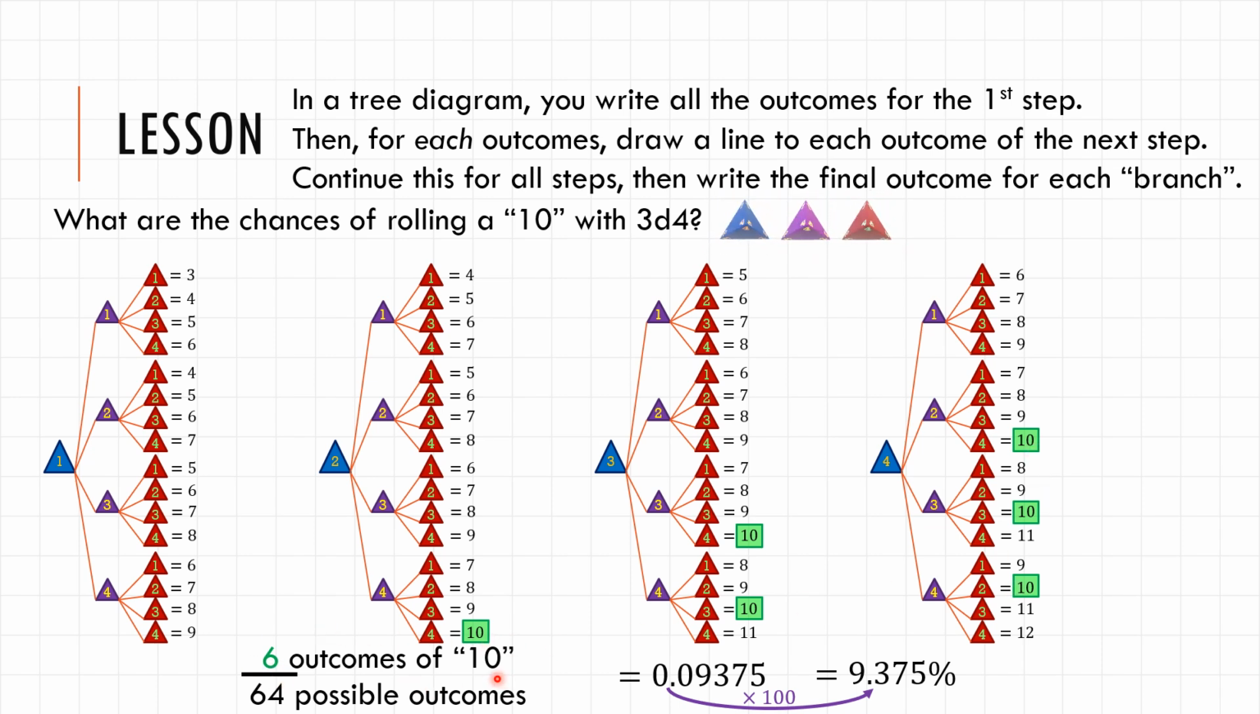And 6 out of 64 is 0.09375, or as a percentage, 9.375%. Notice I did not do 10 divided by 64. Even though I'm looking for an outcome of 10, this number up here is how many of the outcomes match my criteria. And there are 6 of them that match my criteria. So I'm not going to do 10 divided by 64. I'm always dividing the number of outcomes that match by the total possible outcomes.